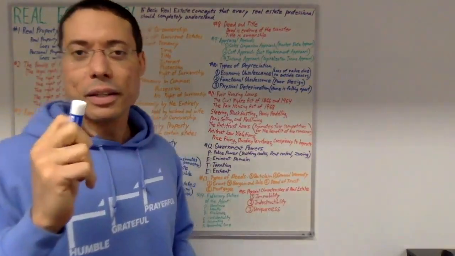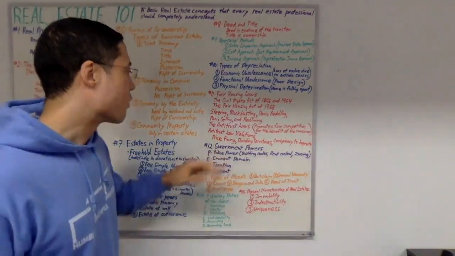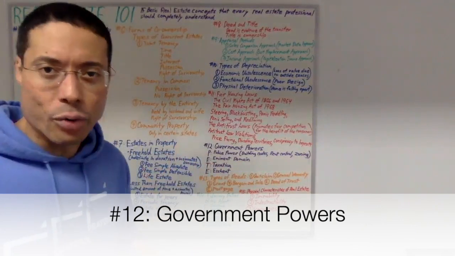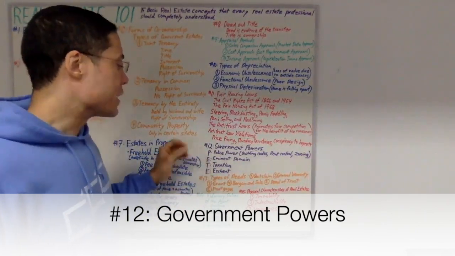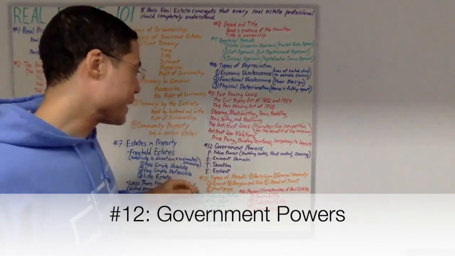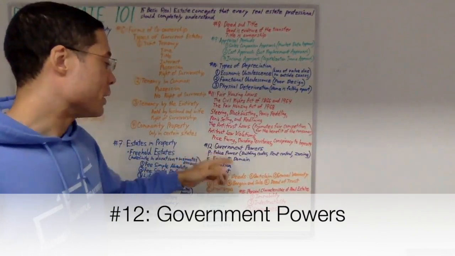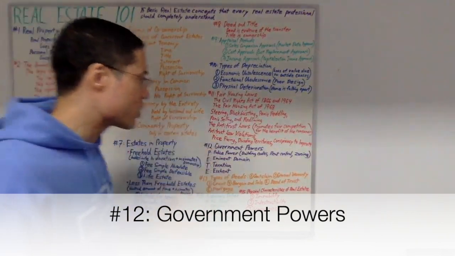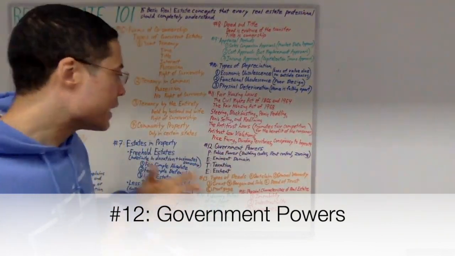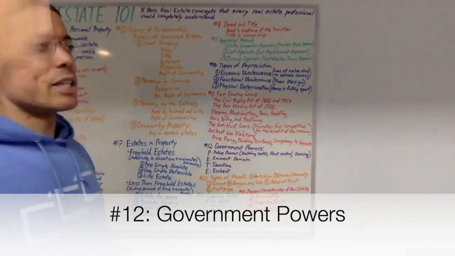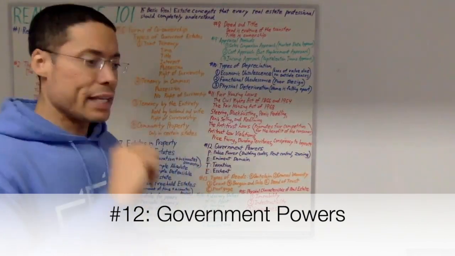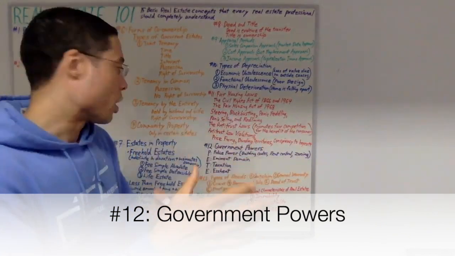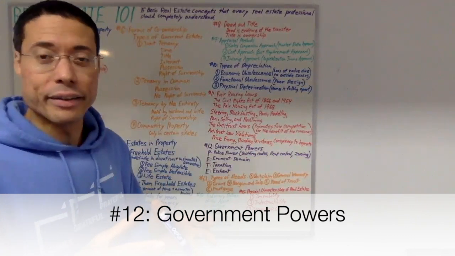Concept number 12, government powers. What are the government powers? Well, let's use the acronym PEAT. P for police power, right? And so that's like building codes and rent control and zoning, right? Police power. So you think of it this way. This is where the government is regulating how you are using your property, right?